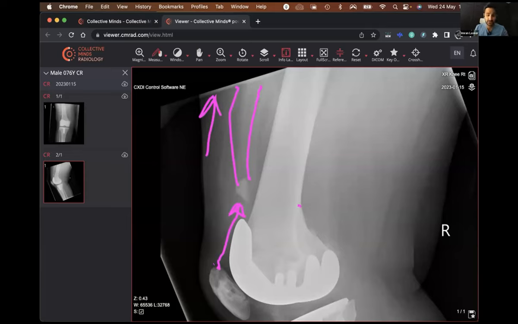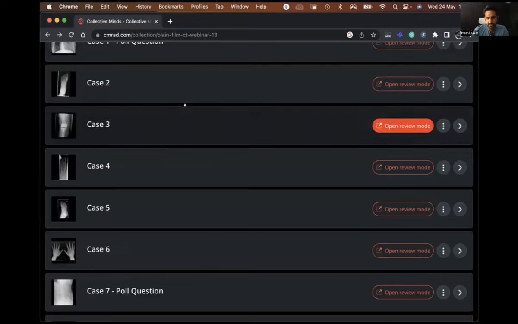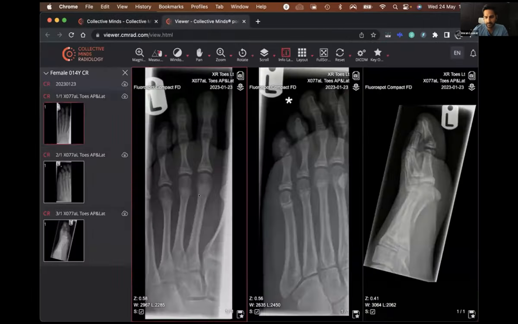And in this particular situation, you've actually got some of the patellar tendon sitting all the way up the leg as well. Okay, so no questions about that one. Let's open the next case.